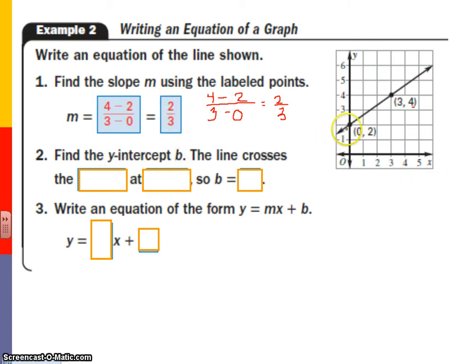This graph does show us where the line crosses the y-axis. Right here at this point. So we know that point is y equals 2. So at the y-axis, it crosses over at 0, 2, so b is 2. Now we need to fill in our slope, 2/3, and our b, 2. 2/3 goes in for m, next to the x, and for b is 2. This is my answer.